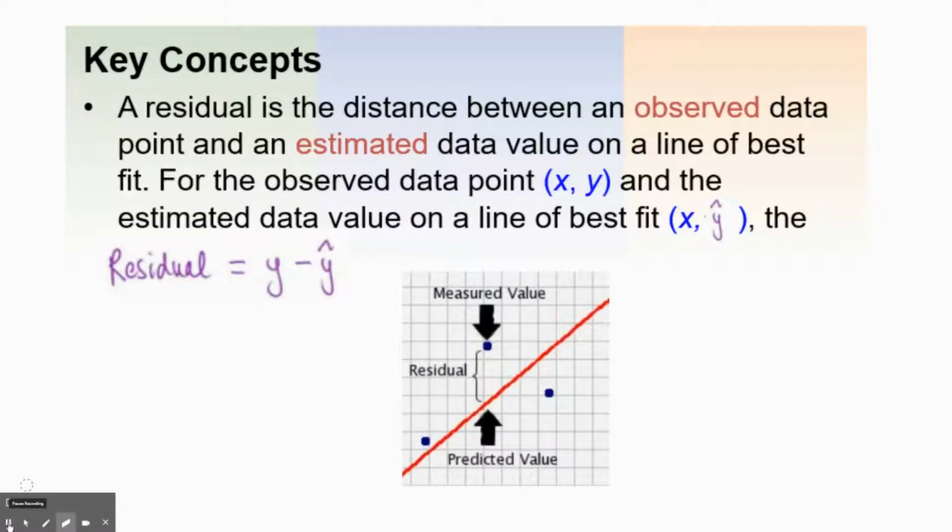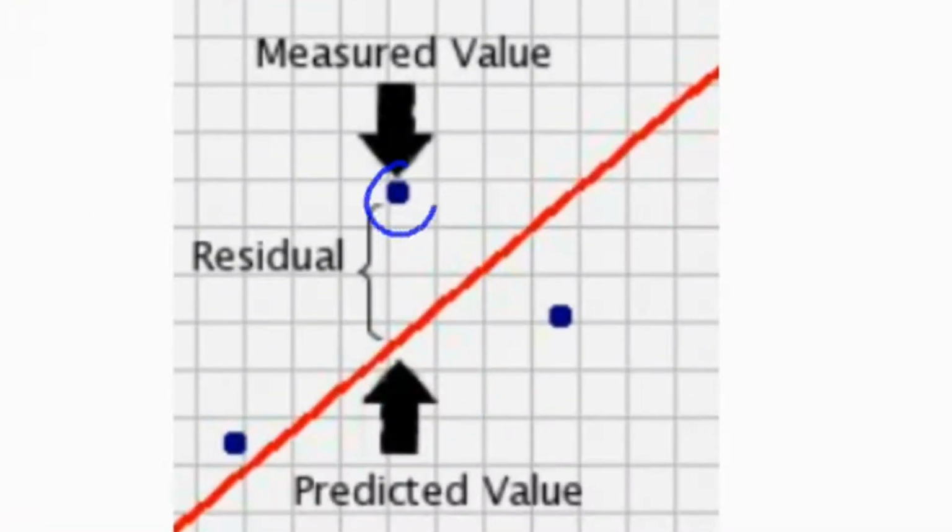So what is a residual? Well, a residual is the distance from the observed data value. As you can see, there's a few observed data values. I'm looking at this one right here. The residual would be the actual distance from that to the predicted data value, which is either going to be above it or below it. If it's above the regression line, this is a positive residual. If it's below the regression line, it's a negative residual.